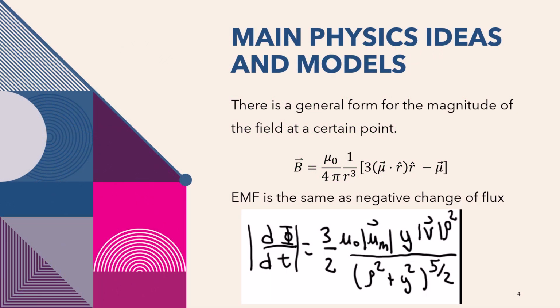Main physics ideas and models. There's a general form for the magnitude of the magnetic field at a certain point of a dipole, as expressed in this first equation, and then the EMF is the same as the negative change in flux over time, which is shown in the second equation.